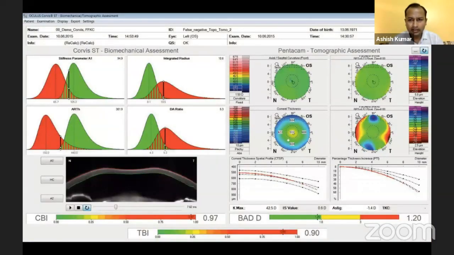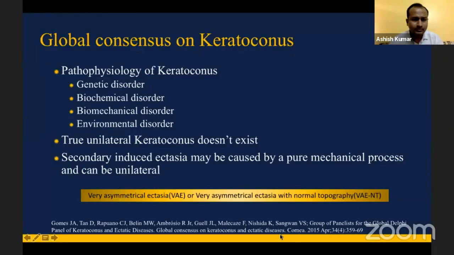This is a typical display from a tomographic biomechanical assessment. You see a TBI, you have a CBI, and you have a BAD-D, and it has a very clear-cut color-coded display. Now let's come to the global consensus on keratoconus. What does it say? It says true unilateral keratoconus doesn't exist, but secondary induced ectasia may be caused by a pure mechanical process and can be unilateral.